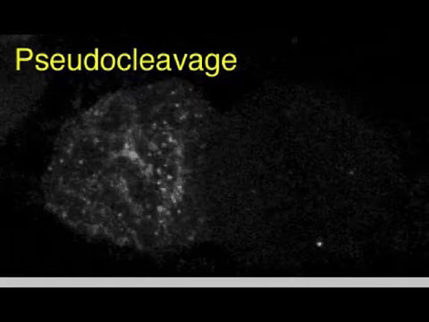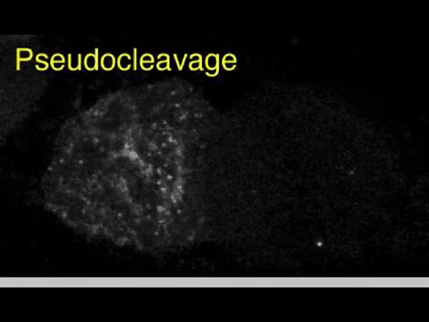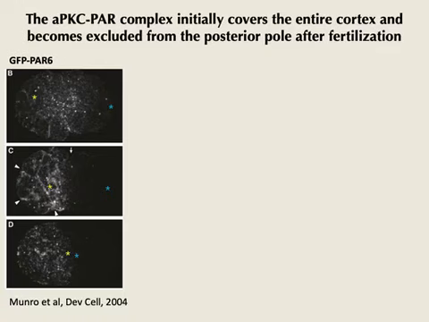The establishment of this asymmetry is the PAR complex, PAR6 for example, tends to be at the cortex, just shifts anteriorly. So in stills, indeed, this is how the movie looks. The sperm entry point would be here. PAR6 is initially almost everywhere and then eventually cleared from the back and accumulates anteriorly.